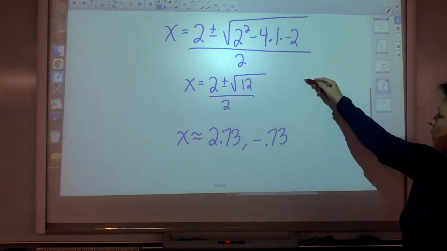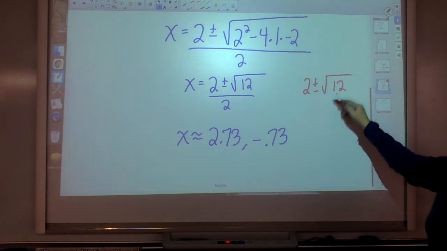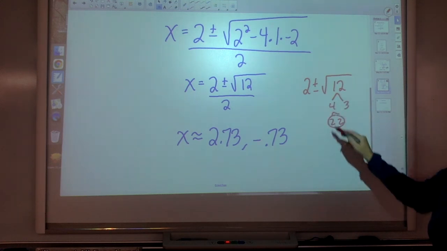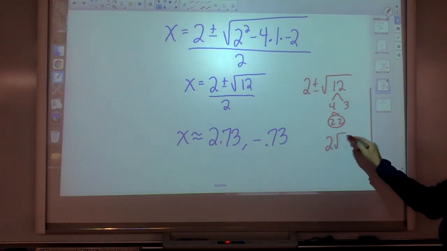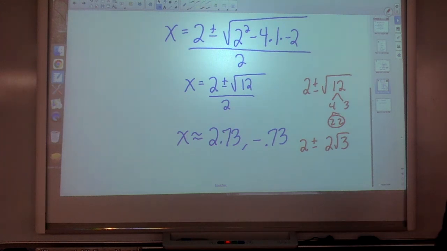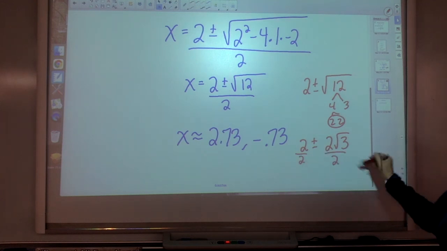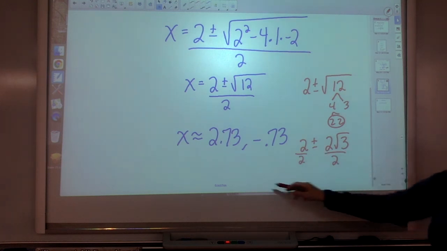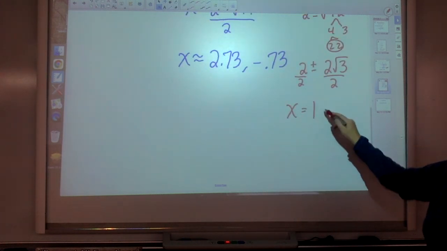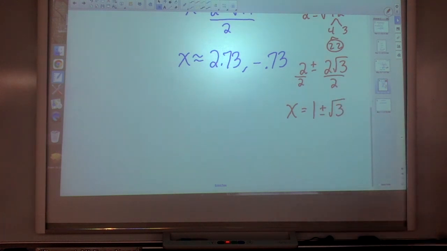And just so you know, because you'll have to do this eventually, 2 plus or minus the square root of 12, we're going to break down the square root of 12 into 4 times 3 and 2 times 2, which means you take out a pair of 2's, reminder on your radicals, you actually get 2 plus or minus 2 square root of 3. And then instead of writing it all over 2, you're going to write each one of them over 2. So what would the exact answer of this be? X equals 2 divided by 2 is 1, plus or minus 2 divided by 2 is 1 again, 1 plus or minus the square root of 3.